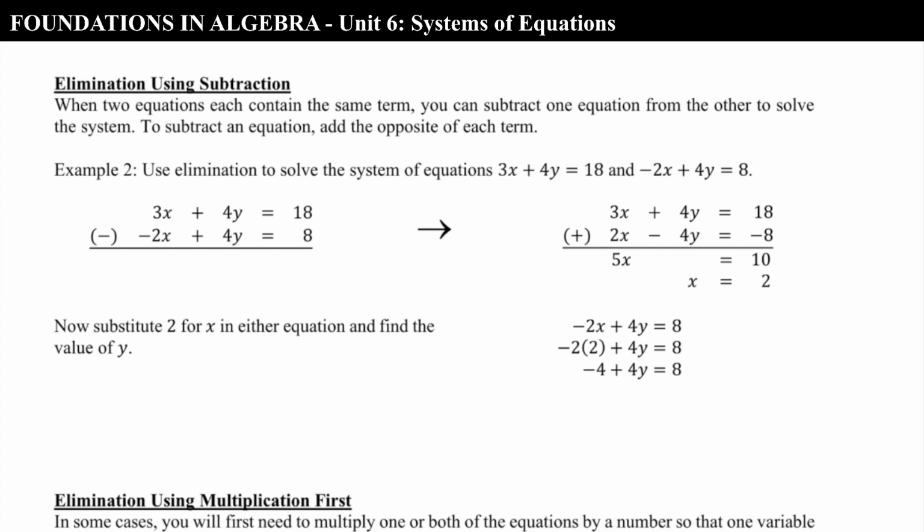Add 4 to each side. 8 plus 4 gives us 12. Divide each side by 4. 12 divided by 4 is 3. So we have x equals 2, y equals 3. So our final solution is 2, 3.